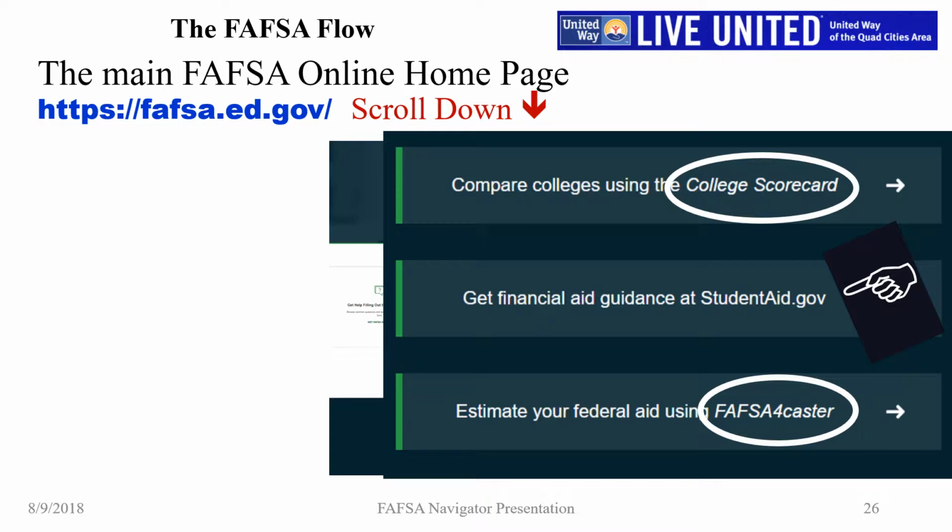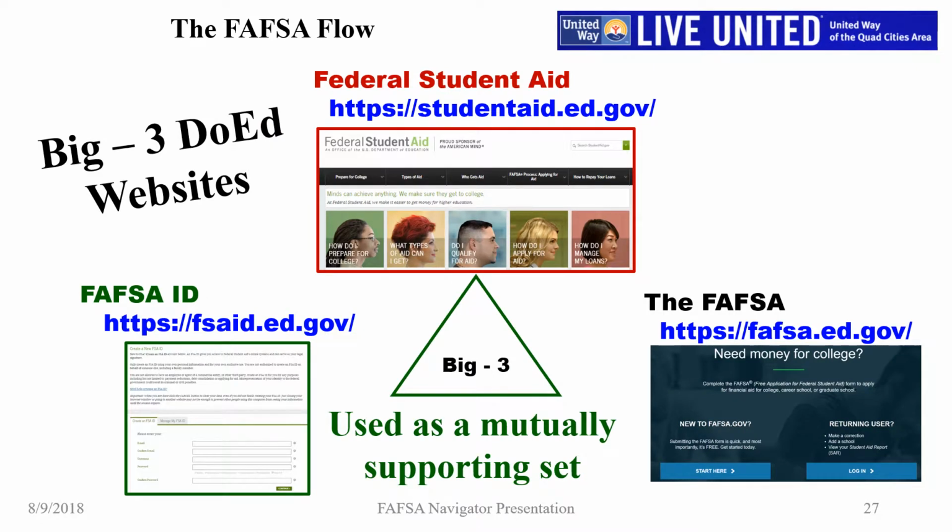Did you know there are actually 3 major websites to support your FAFSA application process? These are the 3 major websites provided by the Department of Education to be used as a mutually supporting set during your FAFSA application process. The FAFSA itself is in the lower right, and getting the needed access at FSA ID on the lower left. We're going to get more assistance now at Student Aid at the top.